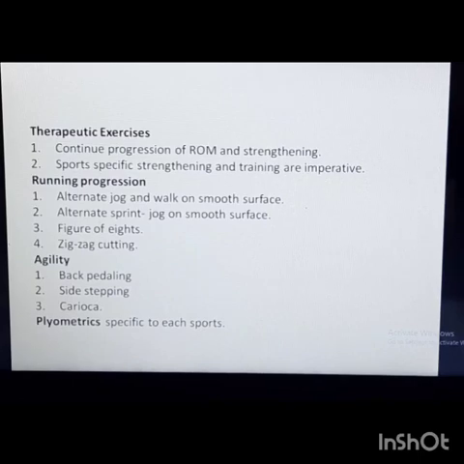Running progression, as I mentioned earlier: you jog and walk, then sprint and walk, jog, then sprint, then you do figure of 8, that is change of direction, zigzag cutting, agility, that is back pedal, side stepping, carioca, plyometric, which are specific to each sport.